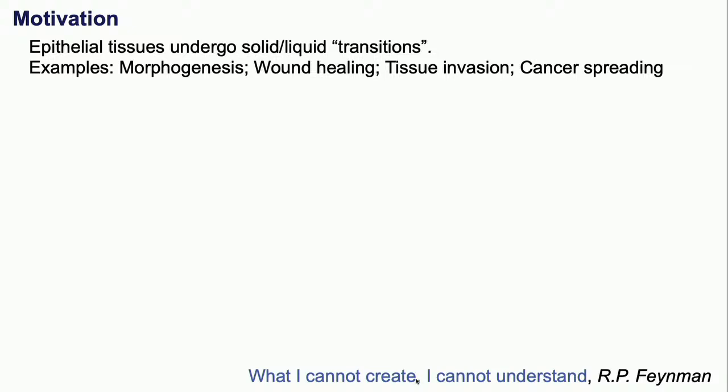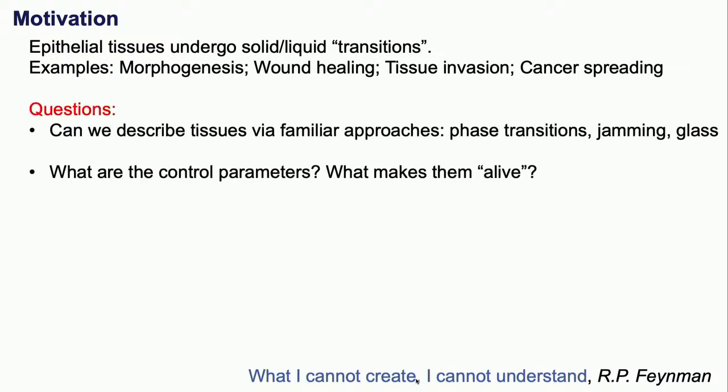At least for our community, the question is: can we describe tissue using tools and methods that are standard in statistical physics? Can we describe them in terms of a glass transition or a geometry transition, or these kinds of approaches? Of course, we would like to understand what the control parameters are, what is controlling their behavior. And also, we know that tissues are not standard thermal systems, so we would like to understand at the microscopic scale what is unique, what is actually making tissue a living system.